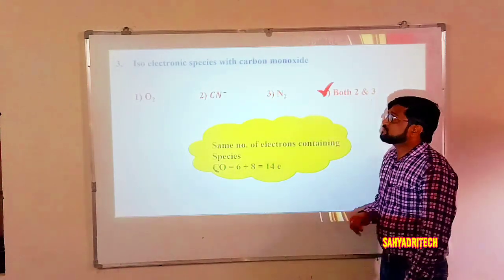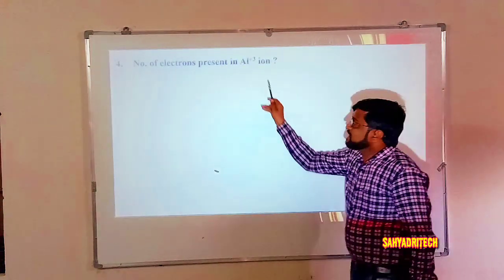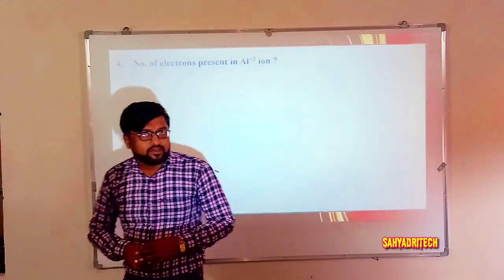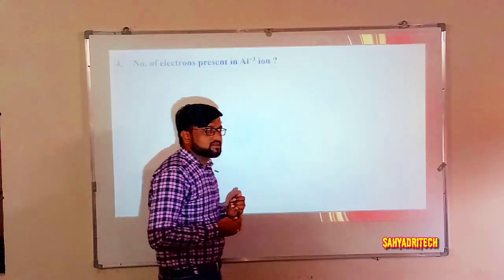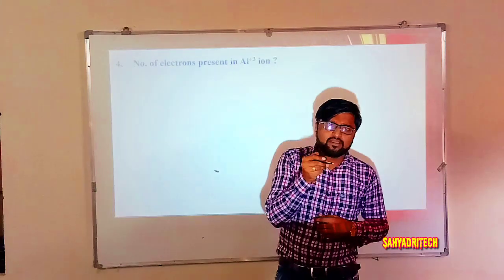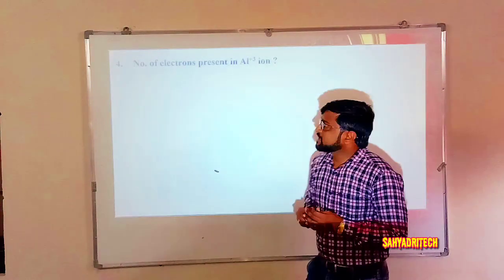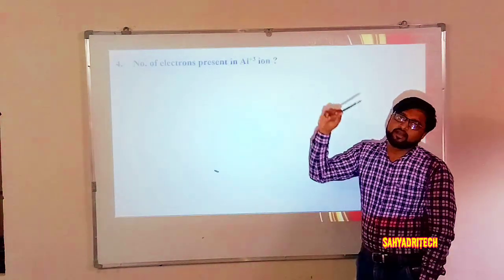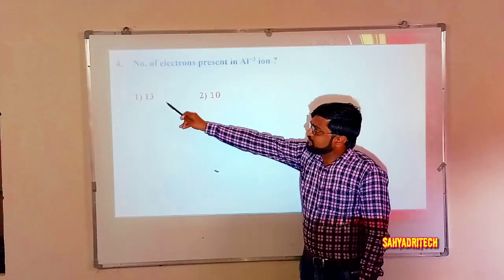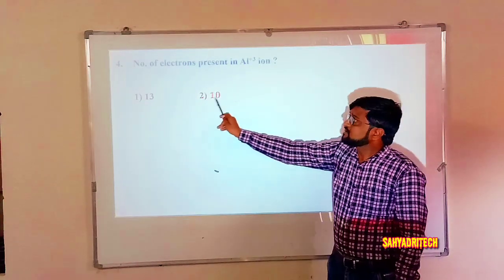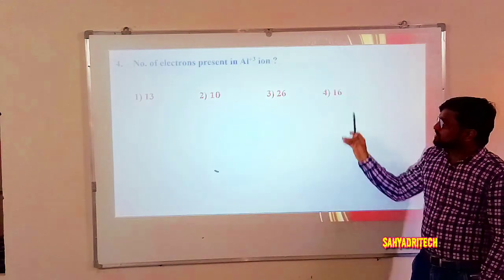Okay, well, coming to the next question, what is it? Number of electrons present in Al3+ ion. Well, Al3+ ion means what? It is a cation. How do we get the number of electrons of a cation? Again, the general formula: number of electrons is equal to atomic number minus charge of a cation. Well, before going for that, we'll look at the options. Aluminium, atomic number 13. First option is 13 itself. Second 10, third 26, and fourth one 16.